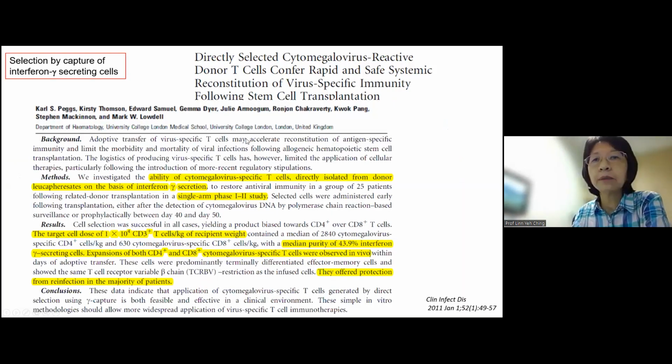This is from a UK group using this gamma interferon capture method to isolate CMV T cells from marrow donors. As you can see, the infused T cell dose is low, in the range of 10,000 per kilo, but there will be in vivo expansion. The median purity is not high, at about 40%. They reported protection against reinfection in the majority of patients. In fact, HSA and NUH labs have the capability to do this procedure.